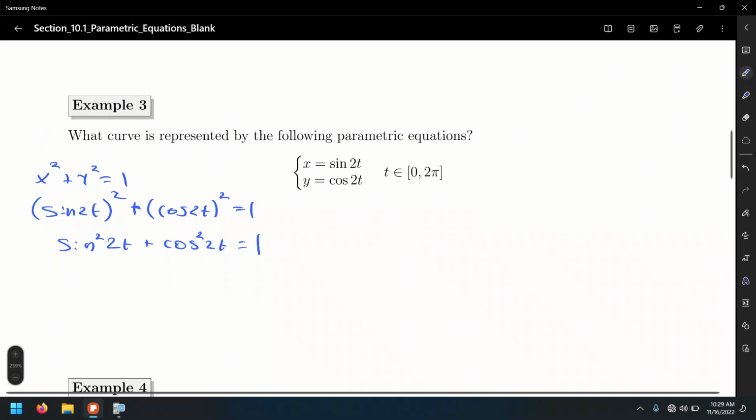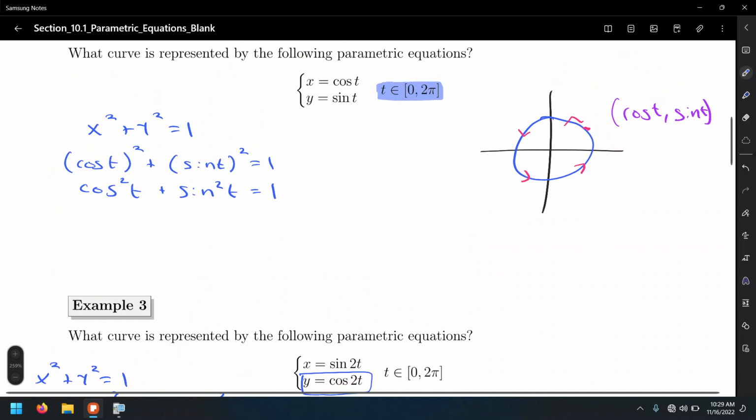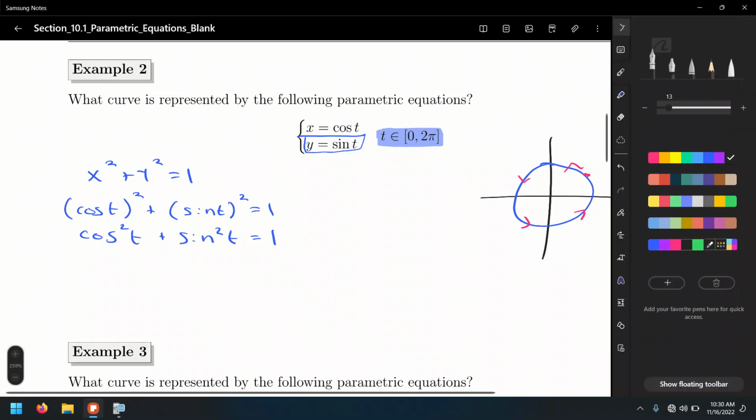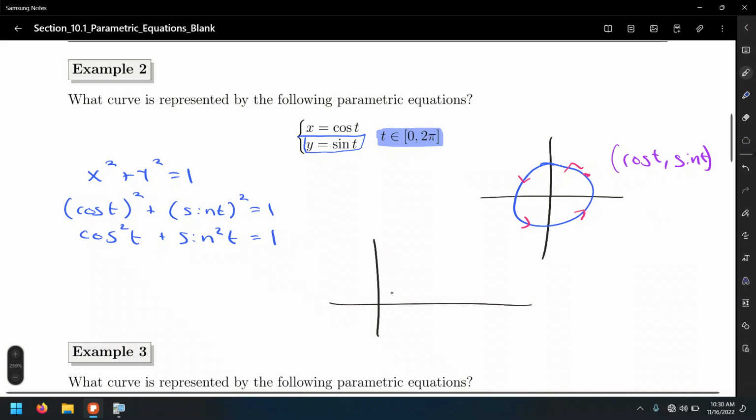However, let me do this for the previous example. I think I forgot to do this on the previous example. So this is the graph in parametric form. Let's also draw the graph in rectangular form. Well, we all know what the graph of sine looks like, right? It's a very straightforward one. It starts at the origin and completes one cycle from 0 to 2 pi.